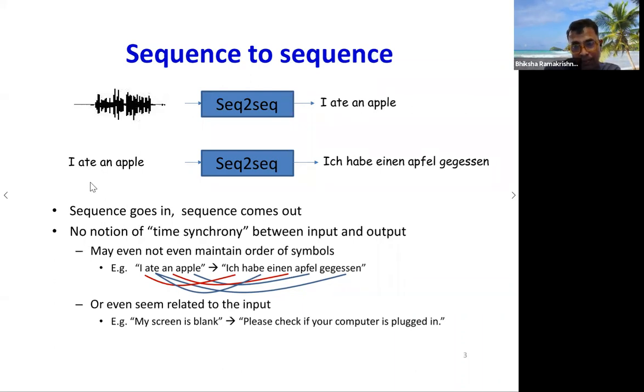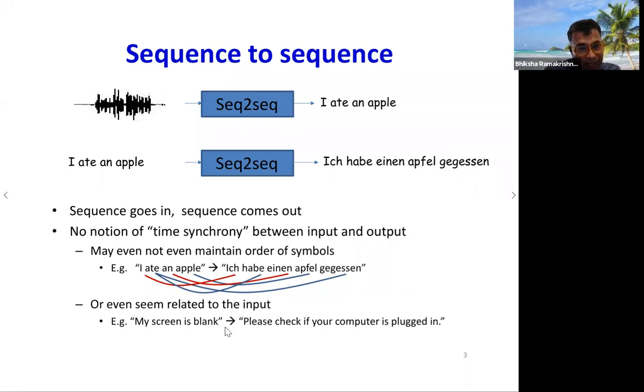In machine translation, you don't find this order correspondence. For example, "I ate an apple" is input in English, and the translated output in German is "Ich habe einen Apfel gegessen." The input and output orders may be mixed up, and you may not even have a one-to-one correspondence. So "I" in English is the first word, and the corresponding "Ich" is the first word in German as well, but "ate" splits into "habe" and "gegessen": two words, one at the beginning of the sentence and the other at the end. So you see there is no order correspondence.